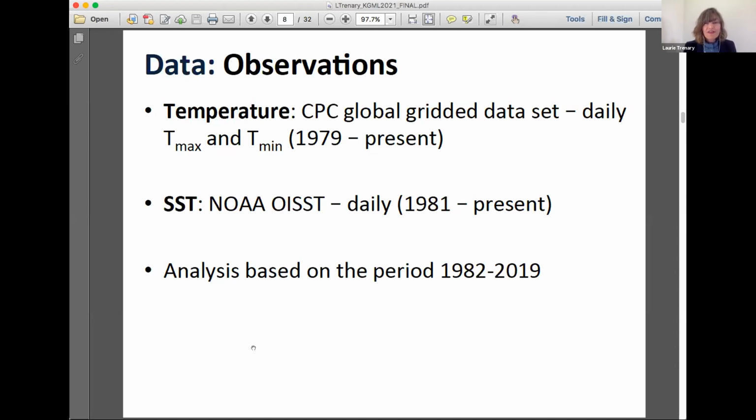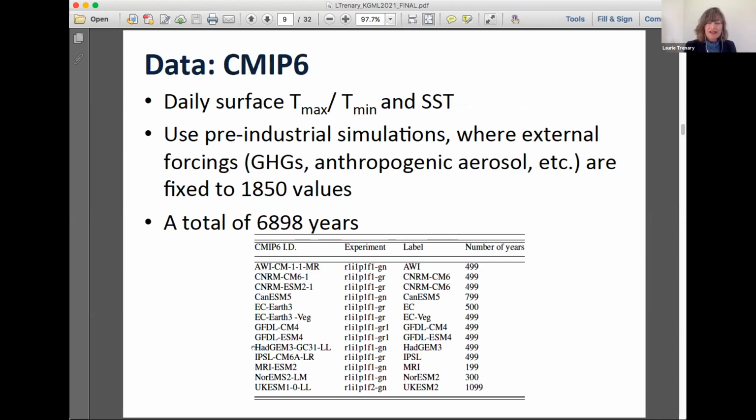And our predictors are only going to be SST. We're limiting our predictors to SST because variations in SST are considered likely to make a big contribution to predictability in our target region. And it's easier to understand if we isolate our predictors to one variable. And we're only analyzing the period 1982 to 2019.